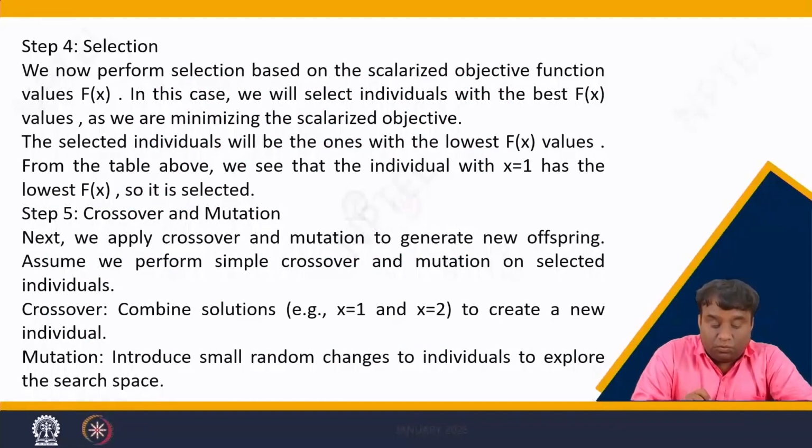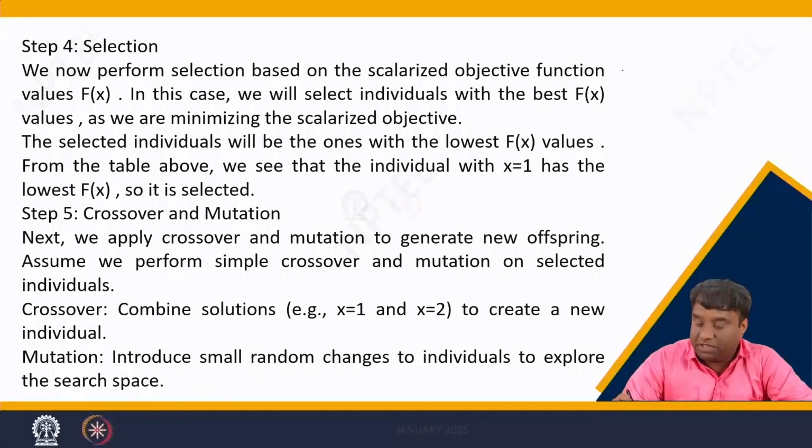Selection. We now perform selection based on the scalarized objective function values F(x). In this case, we select individuals with the best F(x) values. As we are minimizing the scalarized objective, the selected individuals will be the ones with the lowest F(x) values. From the table above, we see that the individual with x equal to 1 has the lowest F(x), so it is selected. So basically, we are using a tournament selection method here.